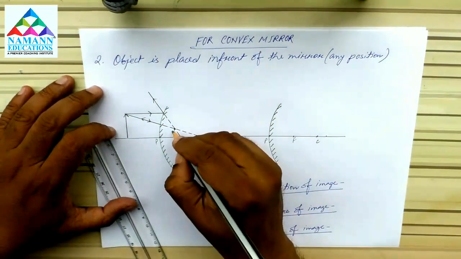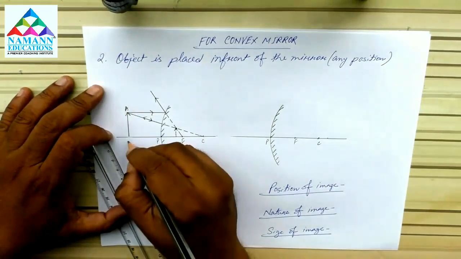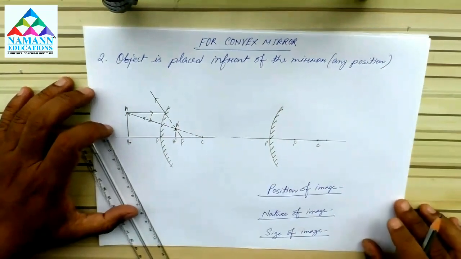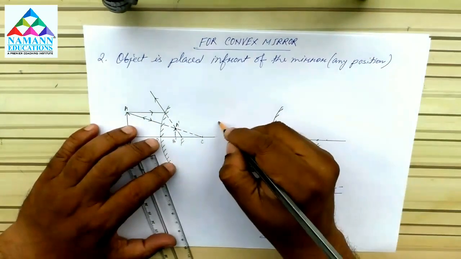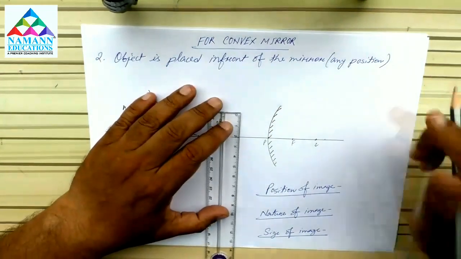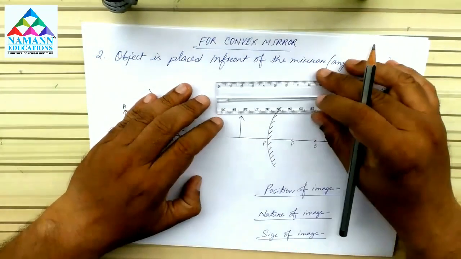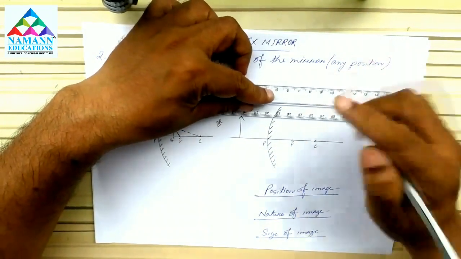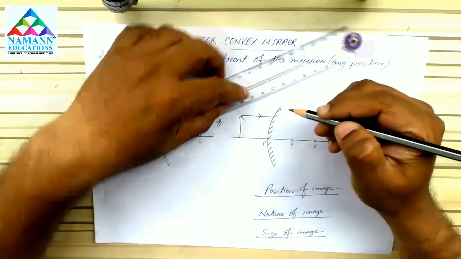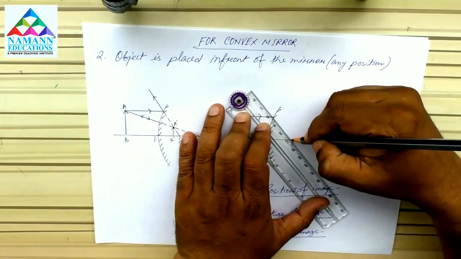So AB is the object. We can mark A dash, B dash as the image. Now another method of drawing this particular diagram. Object is placed in front of the mirror. A ray of light incident parallel to the principal axis. After reflection, this light ray appears to diverge from focus.